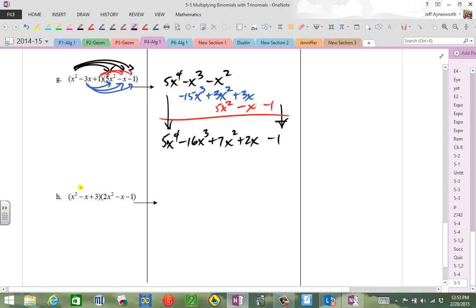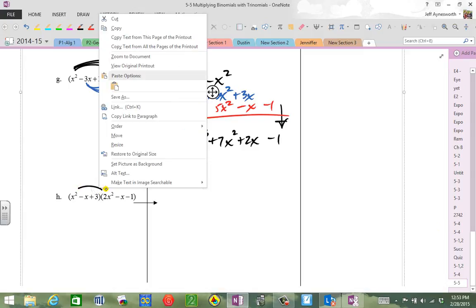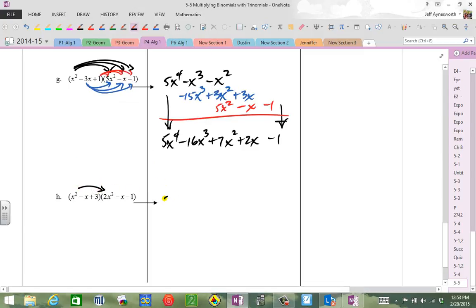Okay, here we go. Let's check your work. X squared times 2x squared is 2x to the 4th. First times second, all right, minus x cubed. First times third, x squared times negative 1, negative x squared. Changing colors, distributing through the negative x, you get a negative 2x cubed.